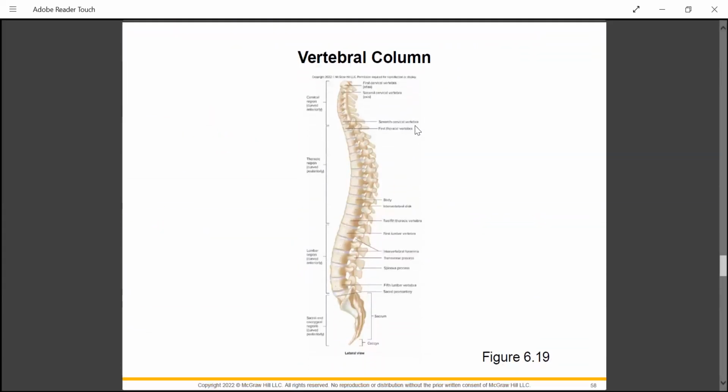So here's a picture of our total vertebral column. You see that lordotic curve in the cervical region, the kyphotic curve in the thoracic region, the lordotic curve in the lumbar region, and then our sacrum and coccyx have a kyphotic curve. Each individual segment here in our cervical, thoracic, and lumbar regions is a vertebra. Each vertebra is separated by a fibrocartilage disc. So there's a disc in between each vertebra that gives some support, but also allows some movement and flexibility.